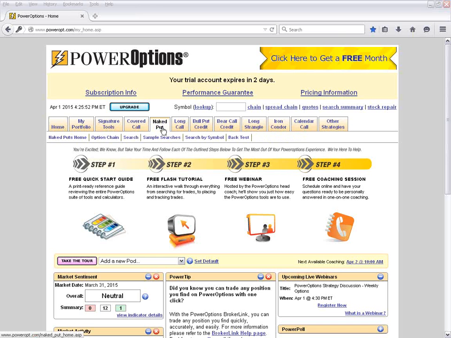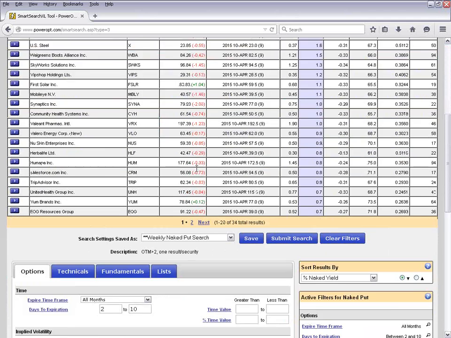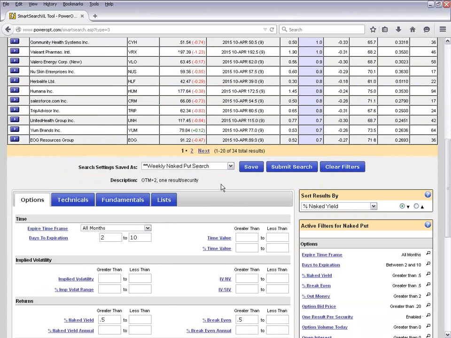What I'm going to do is go into Naked Put, just use a single option strategy here. I'm going to go into the search. And this is going to come up with a default screen. And I want to let everyone know that when you're in Power Options, of course, we have a default set up for you. We're going to go back to this for the different strategies.